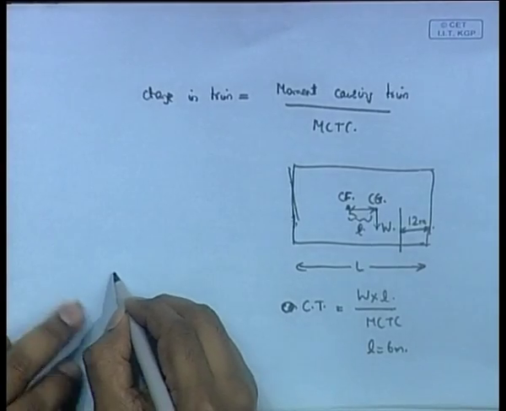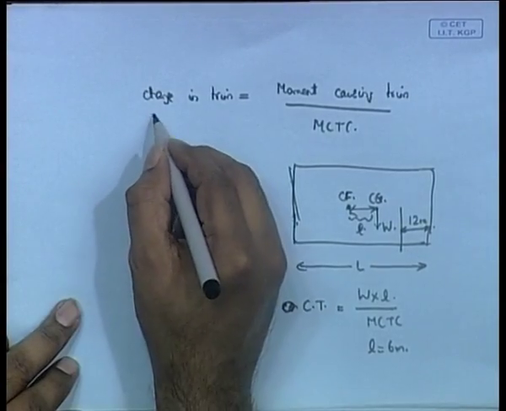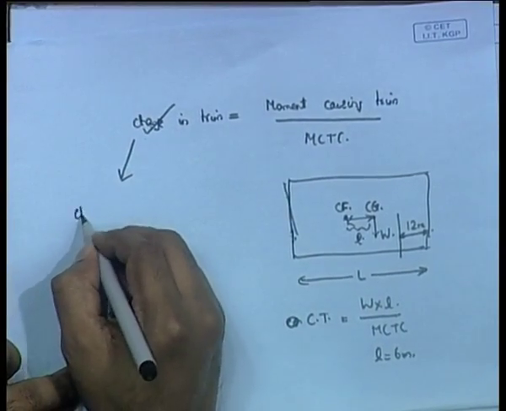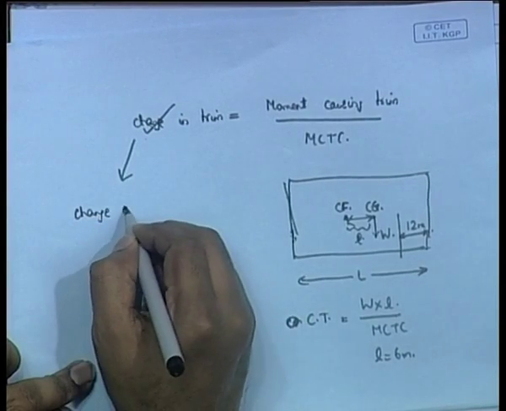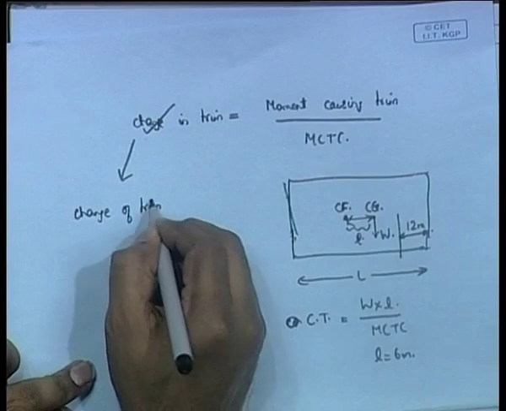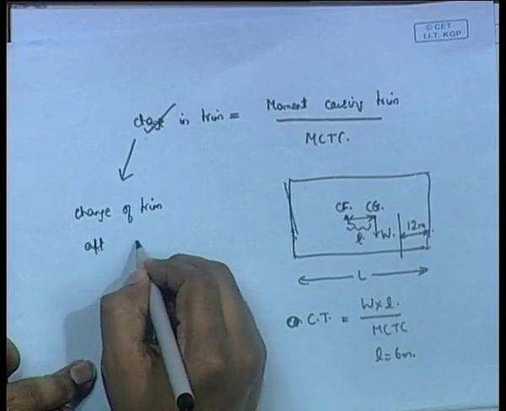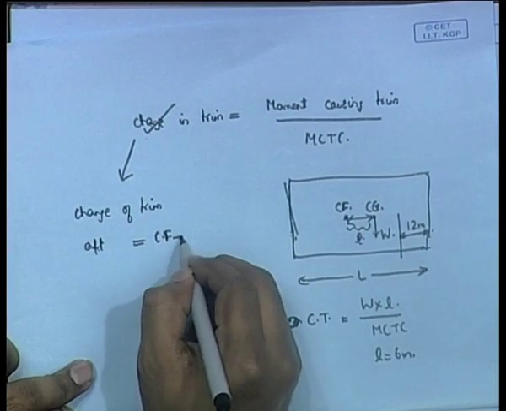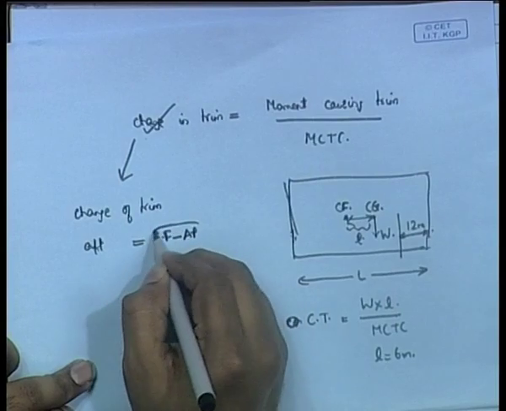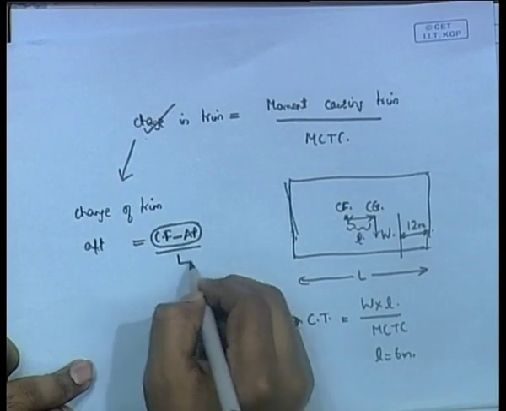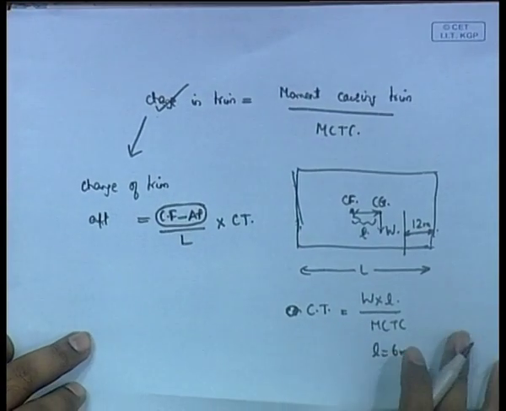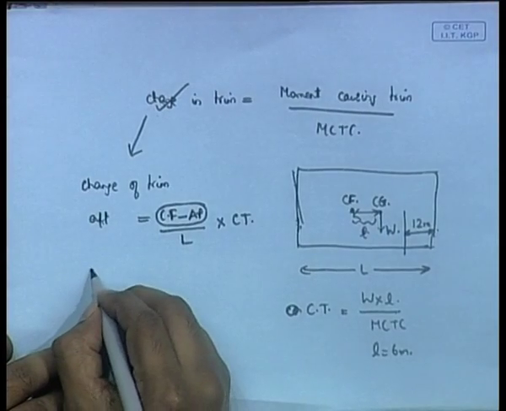Once you find the change in trim, you go and find the change of trim in the aft condition. That also we have done. It is equal to the distance between the center of flotation and the aft perpendicular divided by L, into the change in trim. This will give you the change in trim aft and the change in trim forward.